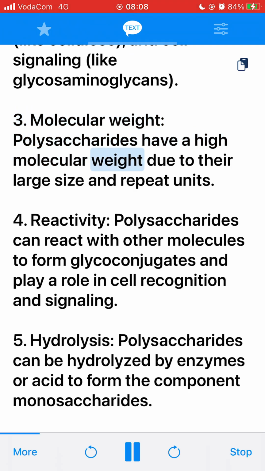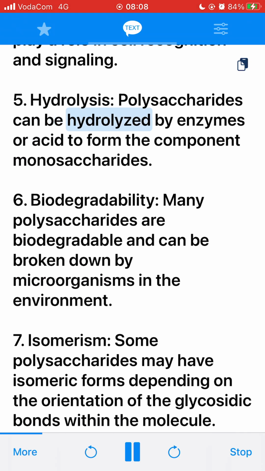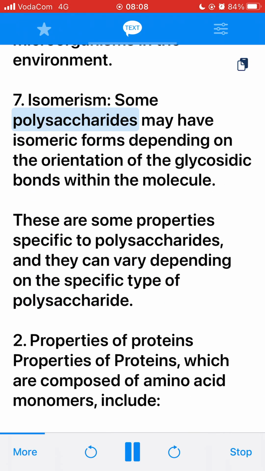Polysaccharides have a high molecular weight due to their large size and repeat units. 4. Reactivity. Polysaccharides can react with other molecules to form glycoconjugates and play a role in cell recognition and signaling. 5. Hydrolysis. Polysaccharides can be hydrolyzed by enzymes or acid to form the component monosaccharides. 6. Biodegradability. Many polysaccharides are biodegradable and can be broken down by microorganisms in the environment. 7. Isomerism. Some polysaccharides may have isomeric forms depending on the orientation of the glycosidic bonds within the molecule. These are some properties specific to polysaccharides, and they can vary depending on the specific type of polysaccharide.